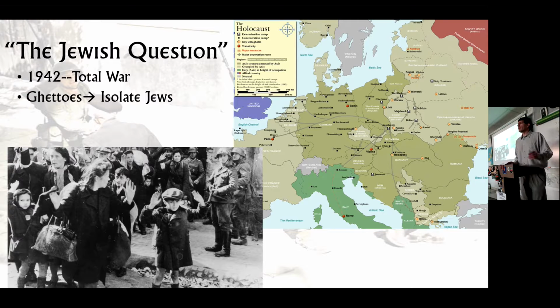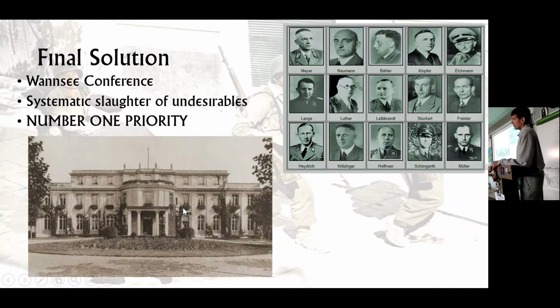But the Einsatzgruppen was relatively ineffective. So the Jewish question will lead to the final solution to the Jewish question. At the Wannsee Conference, which is a resort outside of Berlin, now it's a memorial, those are the Germans who met there, mostly SS or German civilians. They decided to slaughter all undesirables. Find an efficient way, they would use eventually Zyklon B, a gas, to murder them.